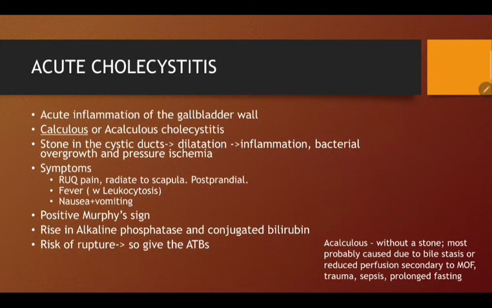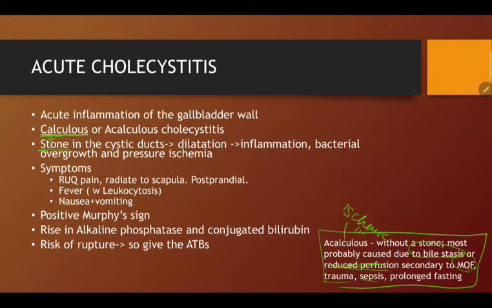Acute cholecystitis is basically an acute inflammation of the gallbladder. It can be calculus. Calculus is the main type, and it's because of a stone. Acalculus is without a stone. It's mostly caused because of stasis or reduced perfusion. Reduced perfusion is the main one. So it's an ischemic injury. There's a decreased amount of blood supply. So because of hypoxia, it can also lead to inflammation and damage, secondary to multiple organ failure, trauma, sepsis, or prolonged fasting.